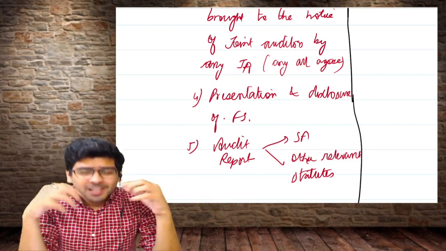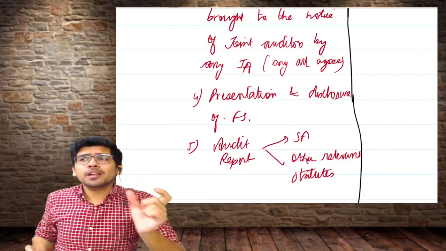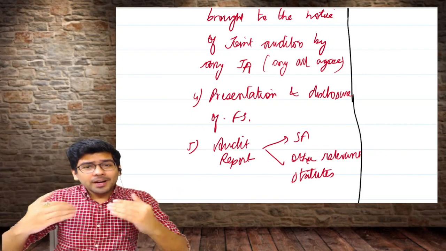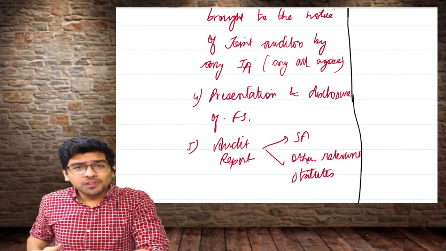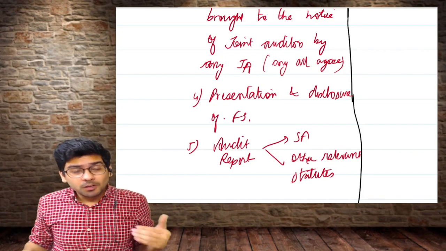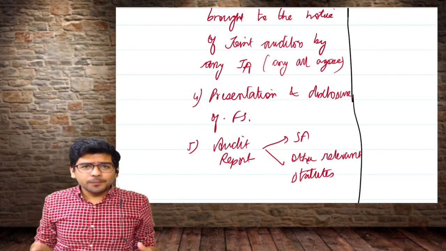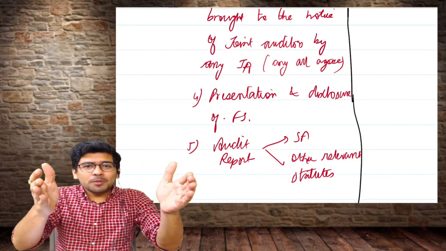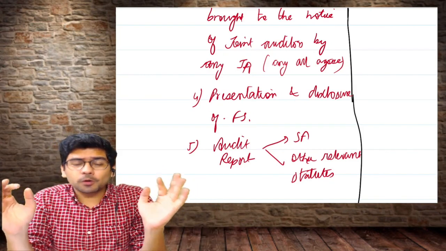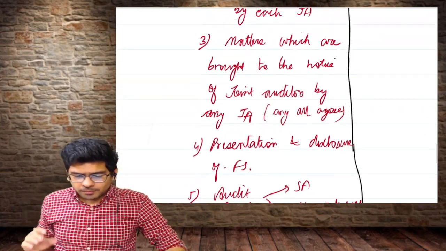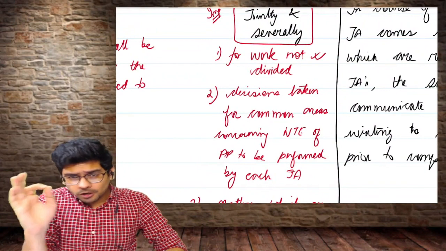All right. So when they give an audit report, they need to ensure that they have done their audit in accordance with the standards on auditing. They have complied with all other relevant statutes, let's say the Companies Act: they have complied with section 143(3), they have complied with section 143(1), they have complied with the requirements of CARO under 143(11), all these things. So when they issue a common audit report, all of them will obviously be jointly and severally liable for it. They may ask you the question: when will the joint auditors be jointly and severally liable? So the first thing is for the work not divided.